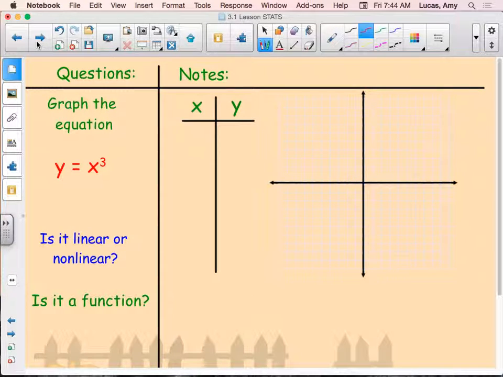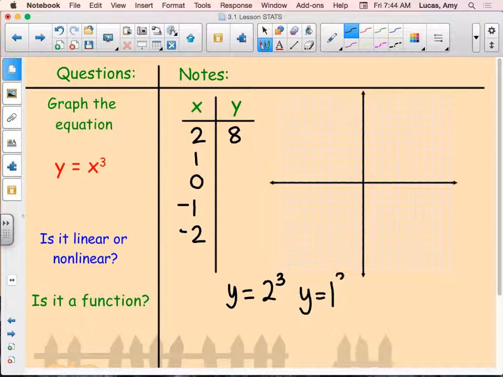Another exponent on this one, y equals x to the third power. I'm going to put in my favorite 5 numbers again. So y equals 2 to the third power. 2 times 2 times 2 is 8. Y equals 1 to the third power. 1 times 1 times 1 is 1.